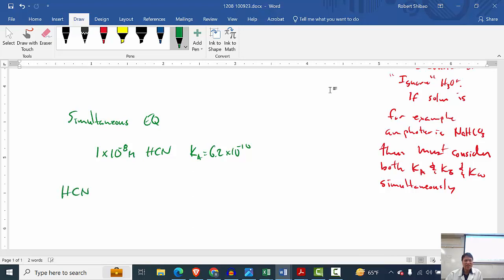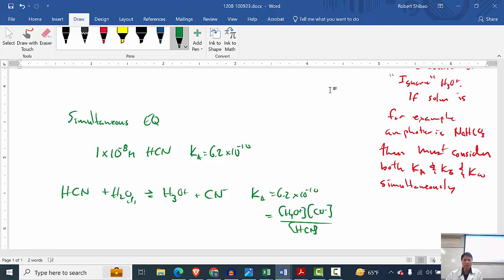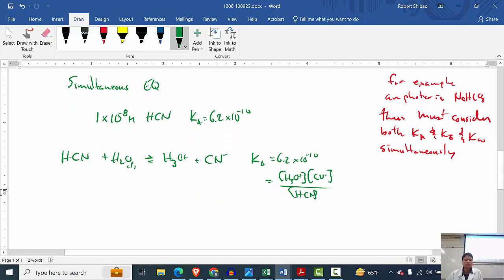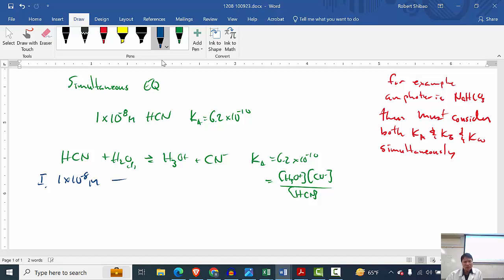And so HCN is going to hydrolyze water, and this is going to produce hydronium and cyanide. Okay, and we know that Ka for this is 6.2 times 10 to the minus 10, which is going to equal the hydronium concentration at equilibrium times the cyanide concentration divided by the HCN concentration at equilibrium. And then we can go ahead and solve this. Initially, I'm going to have 1 times 10 to the minus 8 molar. Water is a pure liquid.